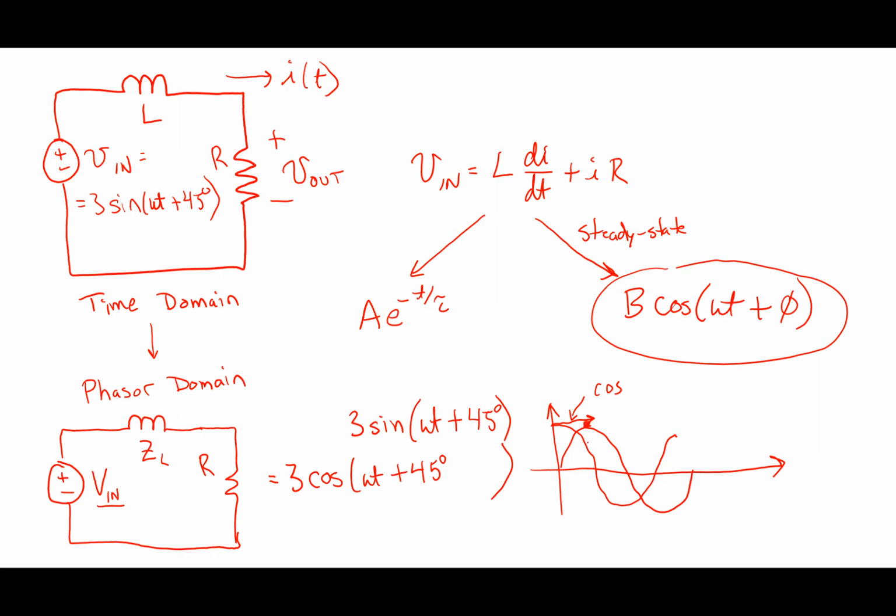This is t equal to 0. This is t equal to something positive, a time later, a time in the future. So I'm going to subtract 90 degrees. That means this guy is effectively 3 cosine omega t minus 45 degrees. What is the phasor then for Vn? 3 angle negative 45 degrees. So we've got that set up.